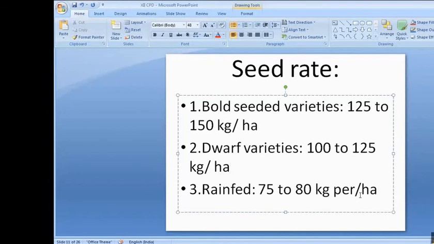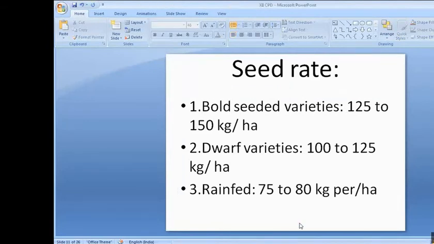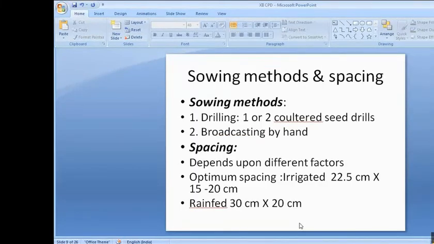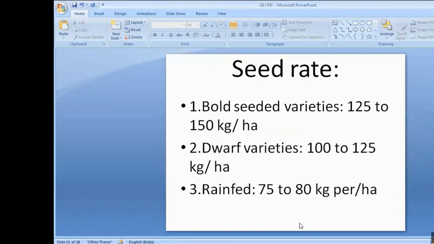So in rain-fed, the seed rate is also less, and in rain-fed the spacing is more. See in the first slide, depth is also more, spacing is more. In rain-fed crop, spacing is more, depth is more, but seed rate is less. And the situation is reverse in case of other crops.